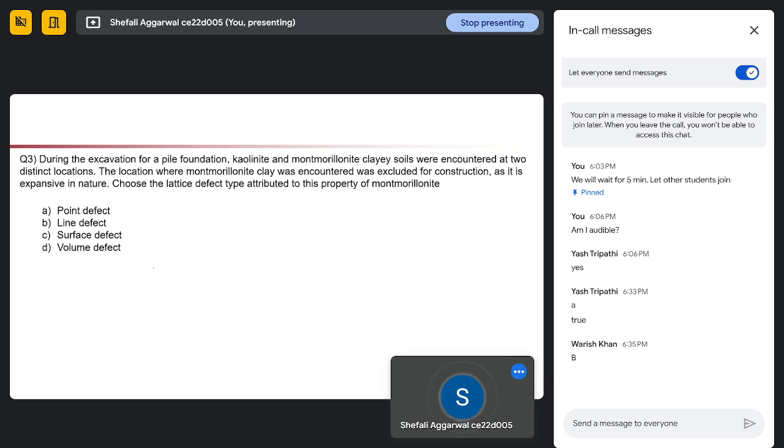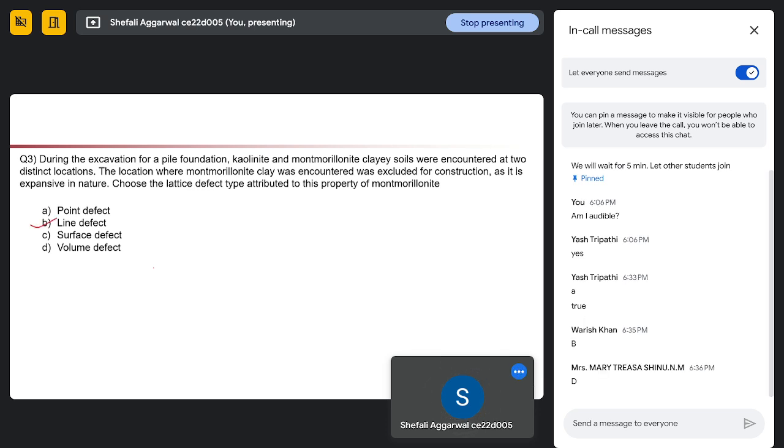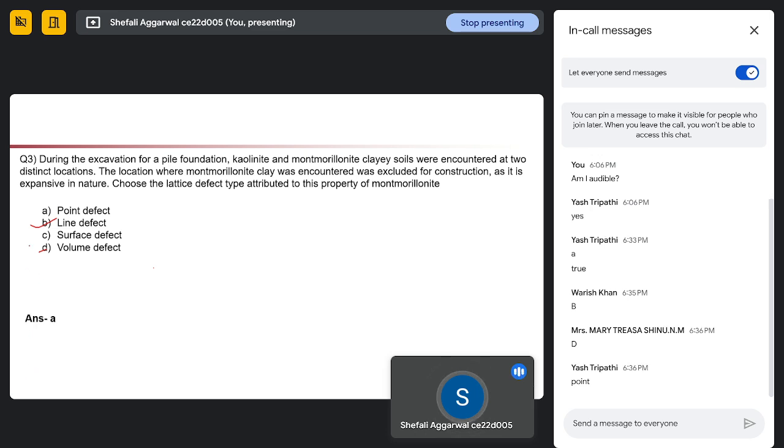B, okay, line defect. D, volume defect. Okay, so the answer is actually A, point defect. Correct.